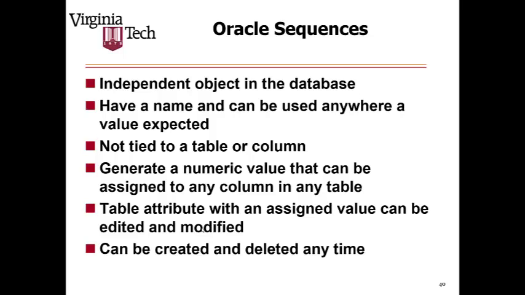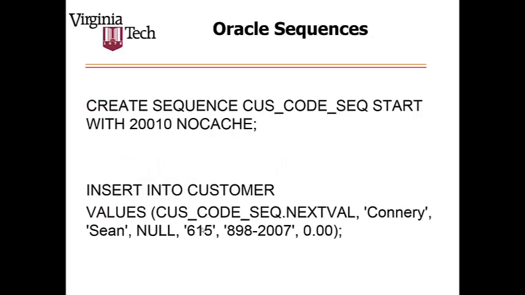And so it's called a sequence. And the syntax looks like this: you say create a sequence and give it the name. Here's the customer code sequence. And then it's going to start with a number. The first customer will be 20,010, and the next one will be 20,011.